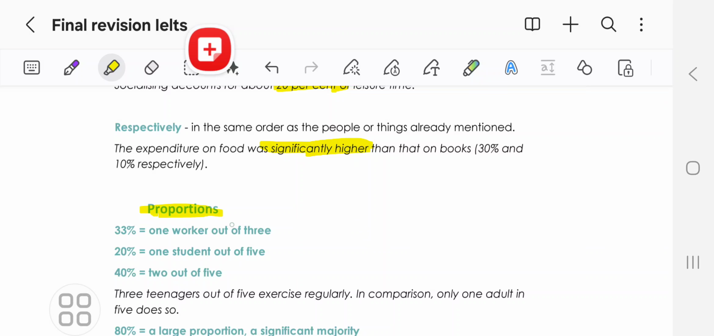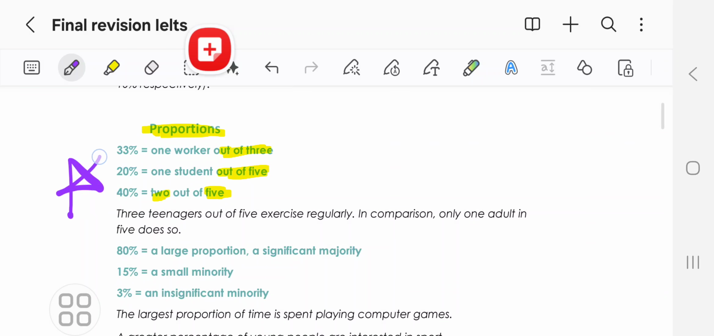One worker out of three is 33%, 20% is one out of five, 40% is two out of five. Remember, 40% is two out of five. This is quite tricky, so remember to say this in proportion. Three teenagers out of five exercise regularly. In comparison, only one adult in five does it. This is how you talk about percentages.